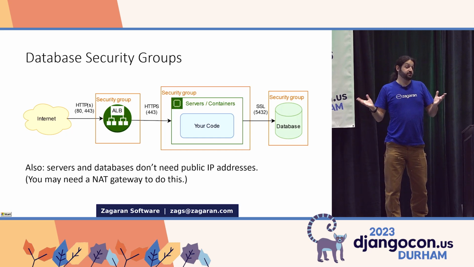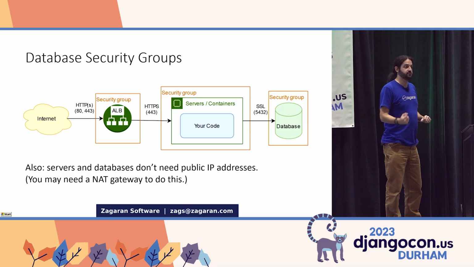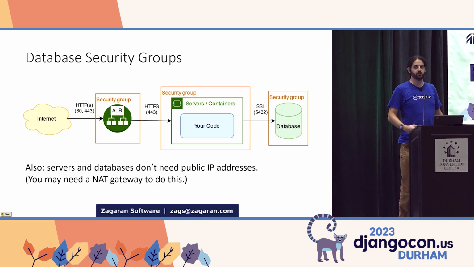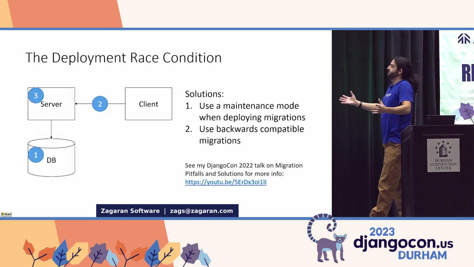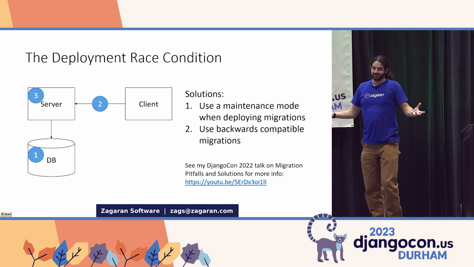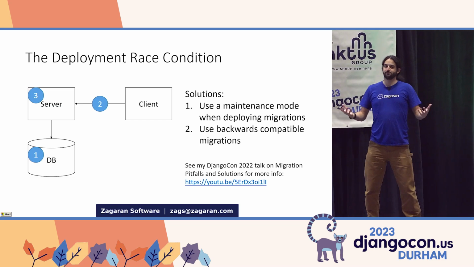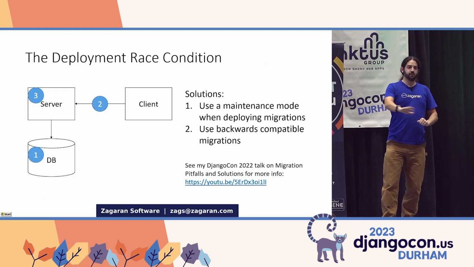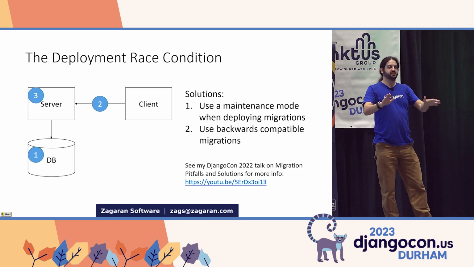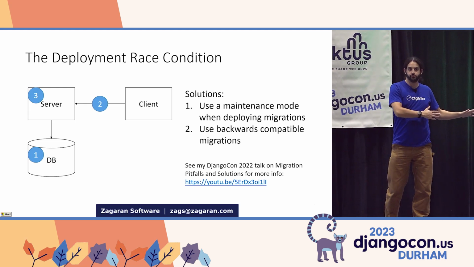Your application servers can too, as long as you use a NAT gateway so that they can still make requests out to go do things like pip install. One other thing to mention on databases and deployments comes together in other ways. There's a race condition when deploying migrations. You should deploy migrations first, application code second. All of the examples I showed you do that.